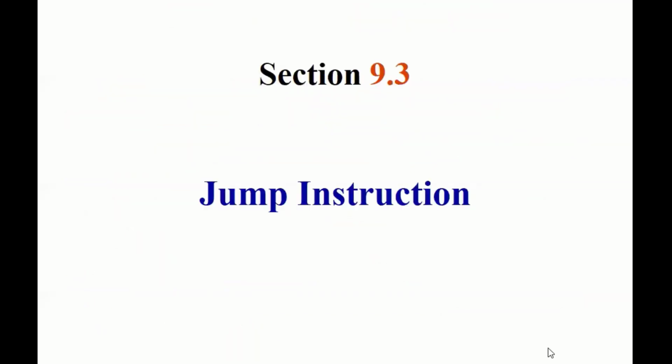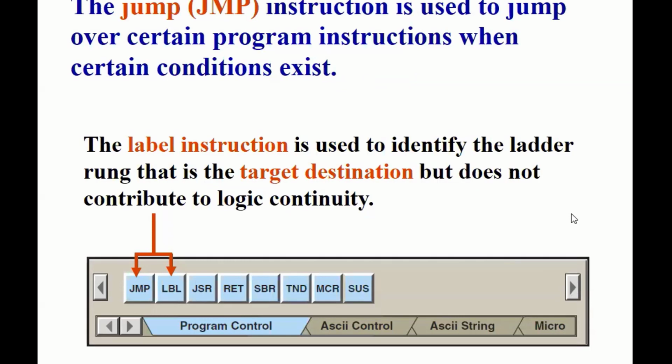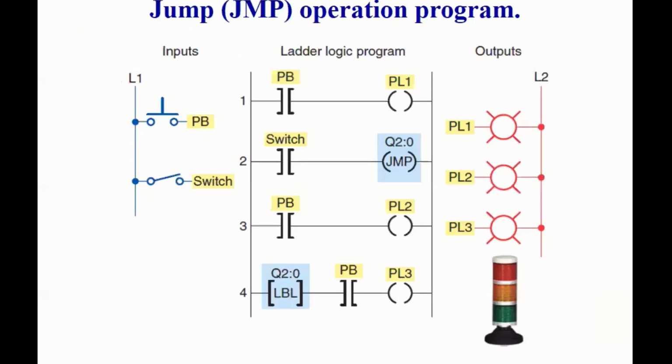All right, let's leave the MCR behind and talk about the jump instruction. JMP is used to jump over certain program instructions when certain conditions exist. The label instruction is used to identify the ladder rung that is the target destination, but does not contribute to logic continuity. So that's the label instruction along with the jump instruction.